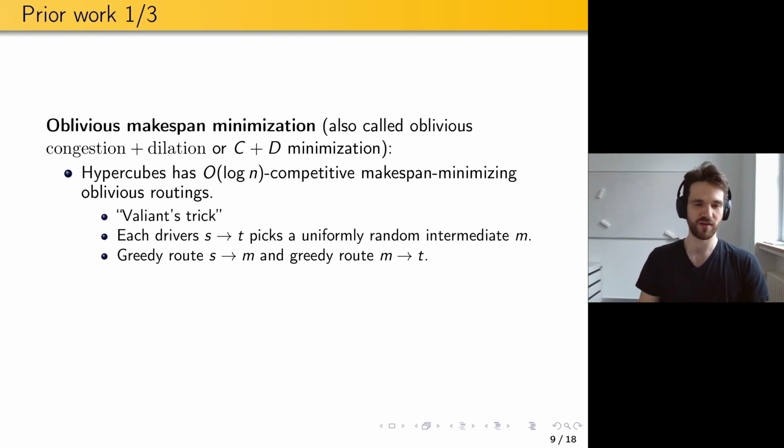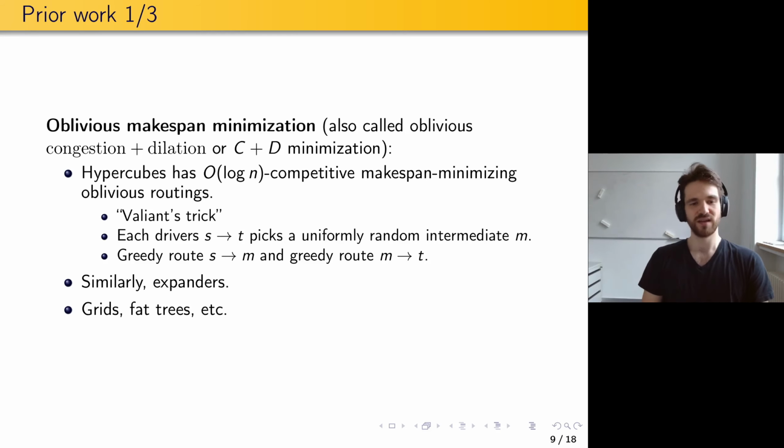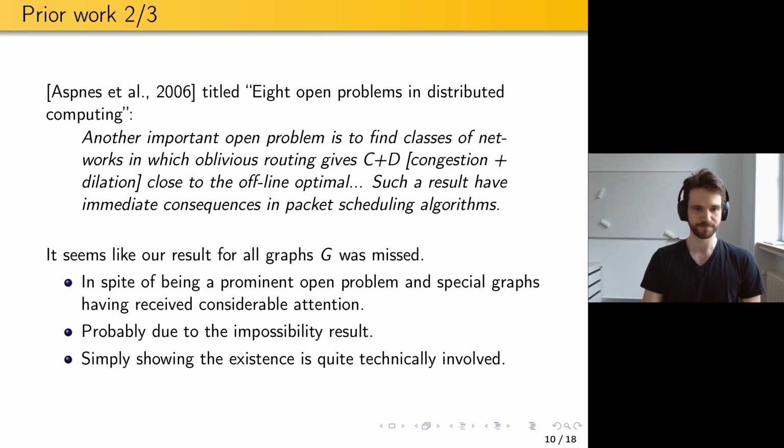Okay, so this is a very cool and well-known trick. The same trick kind of works also, let's say, in expanders, because you can kind of embed expanders in hypercubes. And there also was significant work that showed that you can do something similar in grids, in fat trees, in meshes, scale-free graphs, and so on. So the thing that I want to impart on you is that there was actually a lot of work done on this kind of oblivious makespan minimization setting.